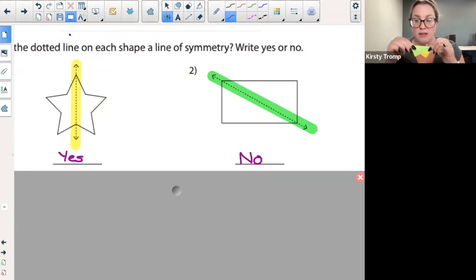Corner to corner. What do I see, guys? Do the points all match up? Do the corners match up? Do they match up? Definitely not. No. So is that line an axis of symmetry, for those people who say they're not sure, they don't understand? No, it's not an axis of symmetry because the points aren't lining up.